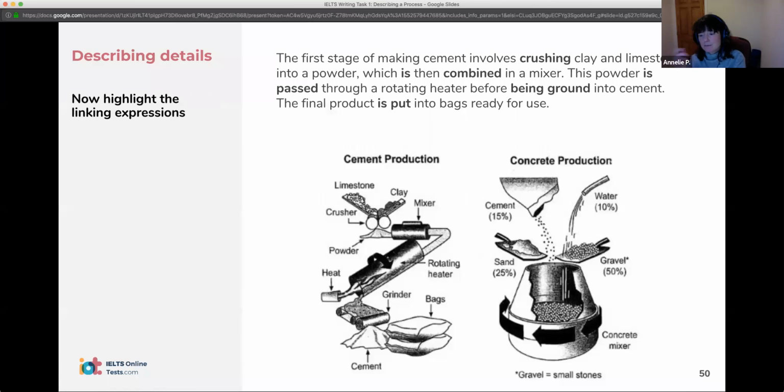So then we need to, as Ben was pointing out, look at the linking stages. These are very, very important. Which phrases there are used to move us from one stage to the next? The first stage, then, before, and the final product. Very good. So we can see that we're moving through the stages here. We'll look at the second body paragraph and then see if we can come up with some more linking phrases.